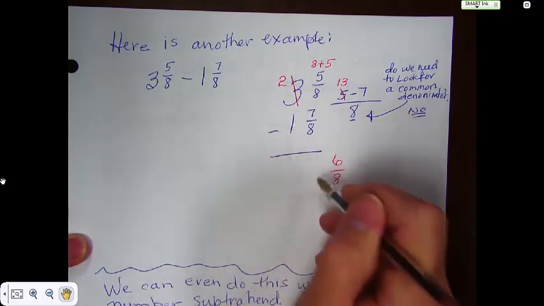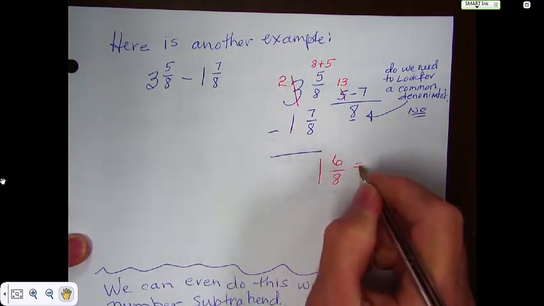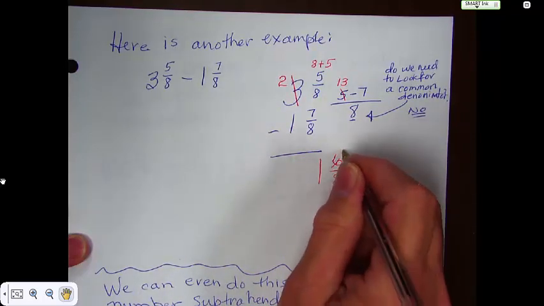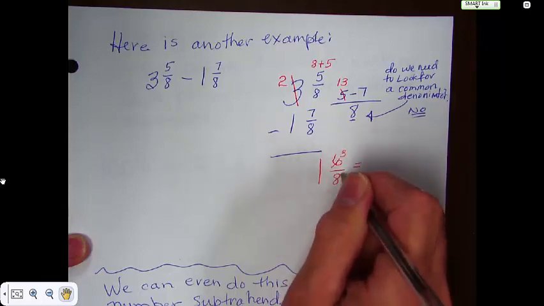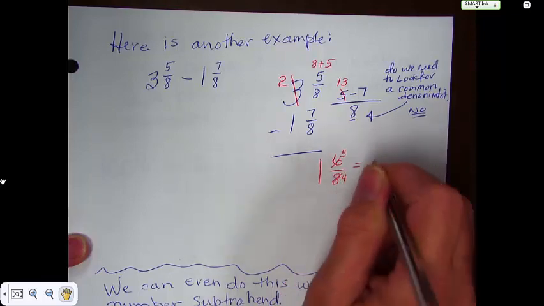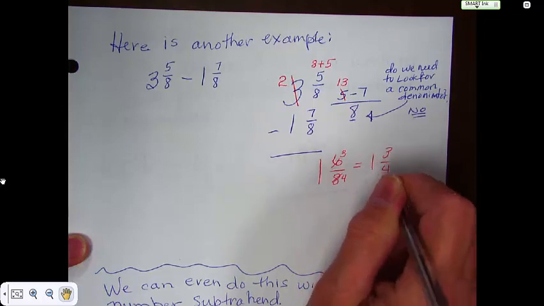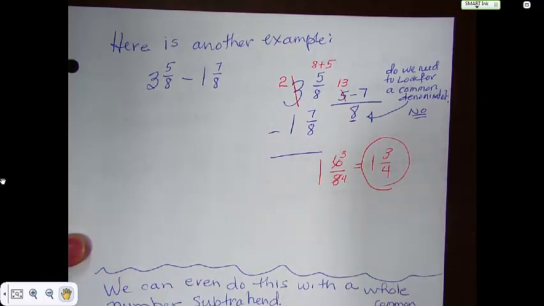2 minus 1 is 1. We probably should reduce this by dividing by 2 and dividing this by 2. So we end up with 1 and 3/4 as an answer. Okay, let's do another one.